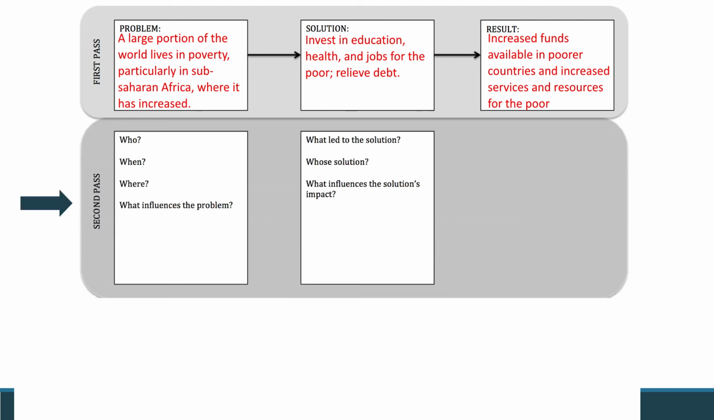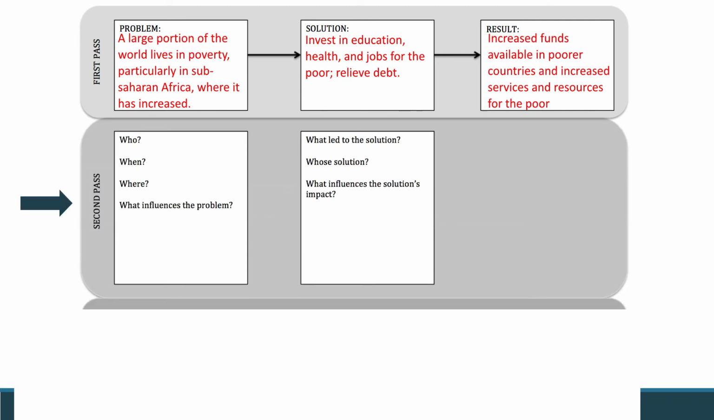Now that we have identified the key components of the problem-solution text structure, we can take a second pass through the passage to look for things that influence the problem and the solution. Understanding these helps us better understand why the problem occurs as well as why the solution is proposed or works.